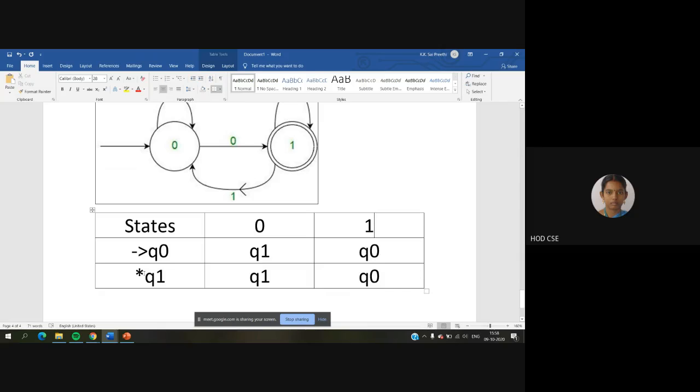I'm putting a star in front of Q1. Why? Because it is a final state. These final states are designated by a star sign in front of the Q1. Is it clear? Yes, ma'am. Clear. There are 2 representations.